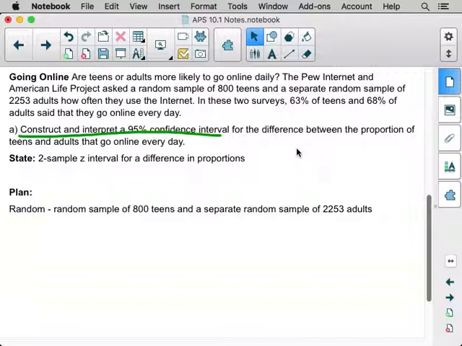Now this one I put in here just to be a little bit different. Because in this case, did they actually give us the number of successes for these? No, they gave us the proportion of successes. So for normality, if I need to count the successes and failures, how do I find my successes? So I would take 800 times 0.63 and then 800 times 0.37 to get the successes and failures for the teens.